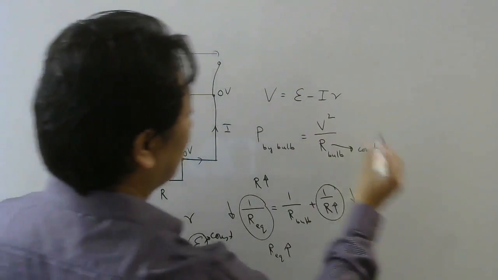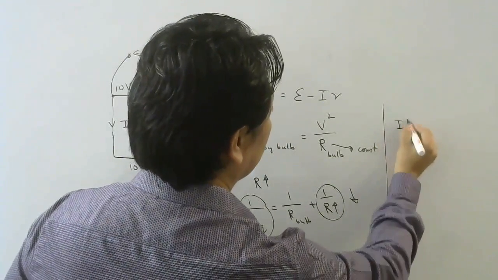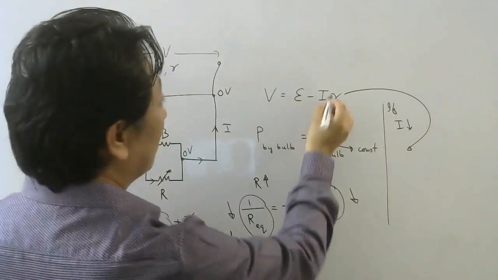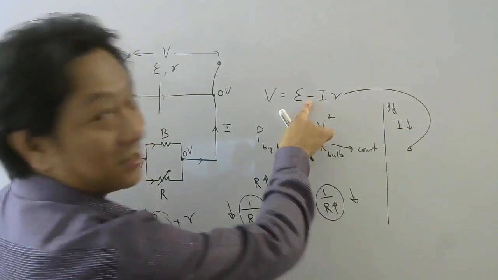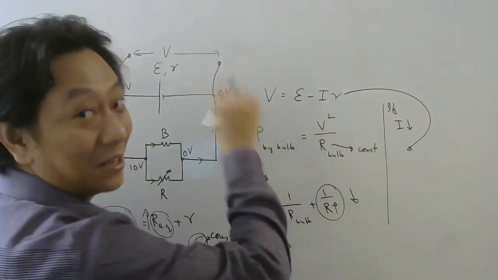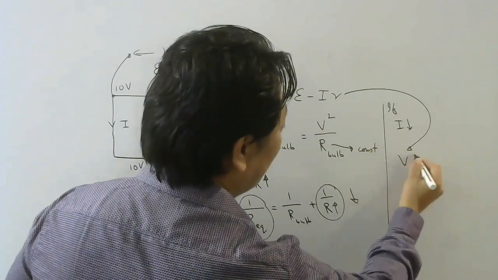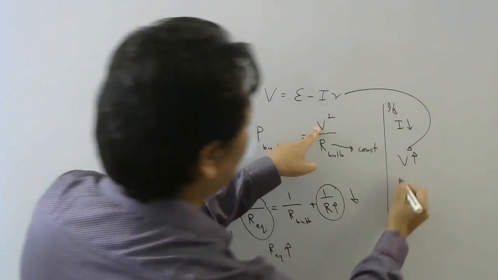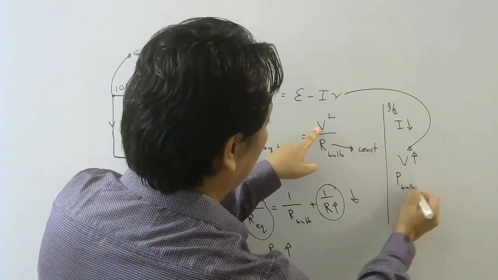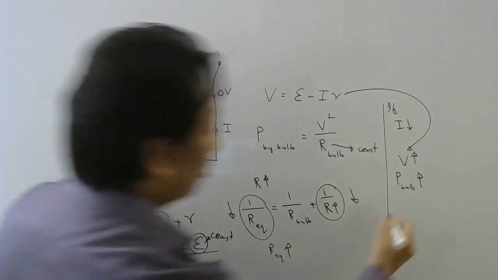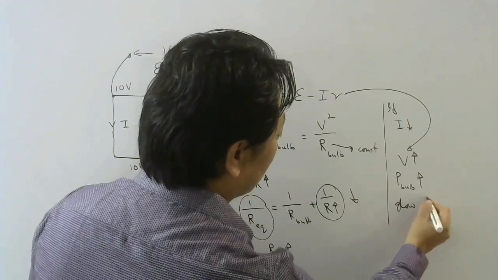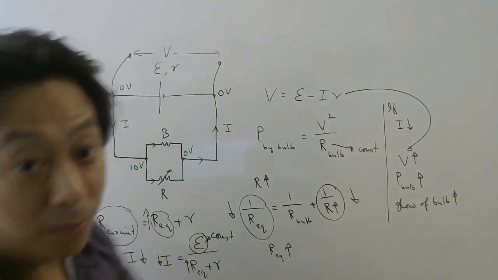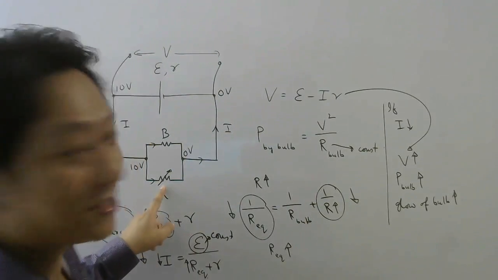Now if current decreases, from this equation what can I say? If the current I is decreasing and there is a minus sign, then minus Ir will become less and less negative, right? So remember, V increases, and since V increases, the power consumed by the bulb also increases. So the glow of the bulb will increase. So remember, the bulb will glow with more brightness as we increase this resistance.